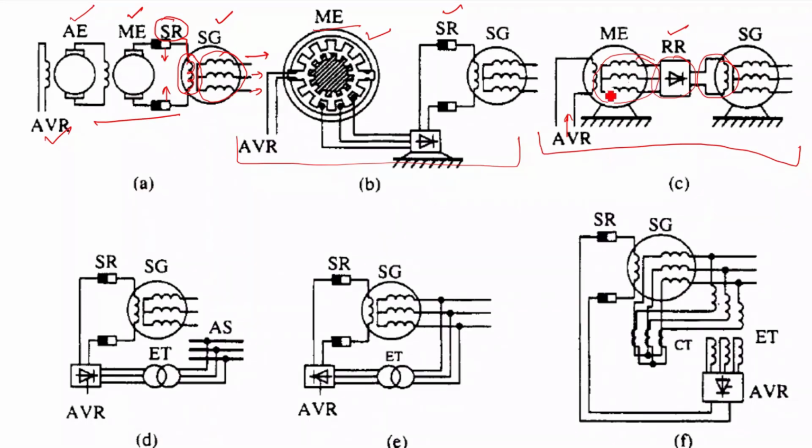So here the armature winding of the main exciter is on the rotor, and the field of the synchronous generator is on the rotor. Therefore both are on the rotor, so we need one rotating rectifier, which is installed on the rotor itself and rotates along with the rotor, and it feeds the field winding of the synchronous generator. So this is another kind of arrangement.